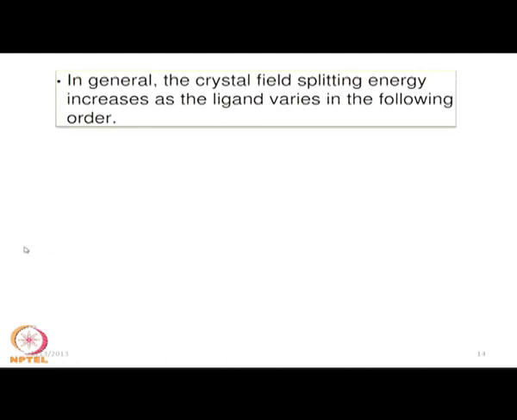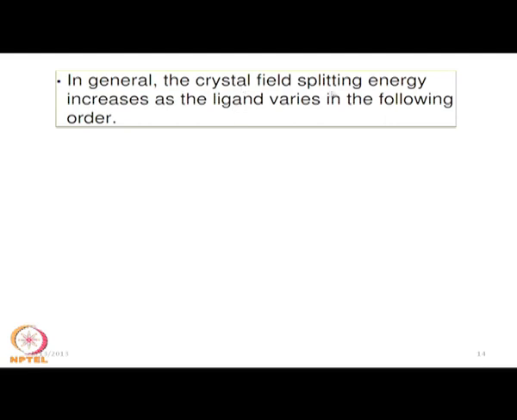So, next we will see how the different types of splitting we can have. So, we have the delta value, that means the splitting parameter, the crystal field splitting energy, which we can also calculate, and the other is the corresponding pairing energy term.